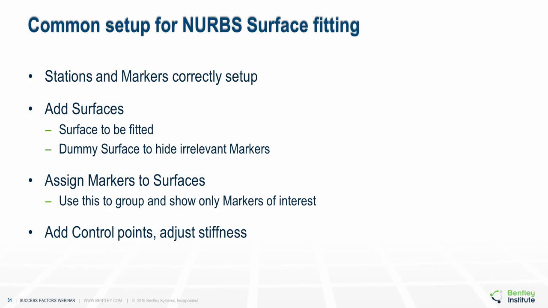So for all the NURBS fitting workflows, there is some common setup that we should follow. As discussed previously, set up the markers correctly, then we can start adding surfaces to the model. It is normally best to fit one surface at a time, so it can be convenient to add a dummy surface which can be used to hide all the markers that we are not currently interested in. Markers follow the visibility of the surface they are assigned to, so hiding the dummy surface and assigning the markers we wish to hide to this dummy surface will hide them. Add control points and adjust the surface stiffness so the required features can be modelled.